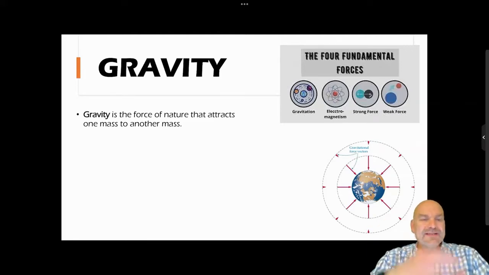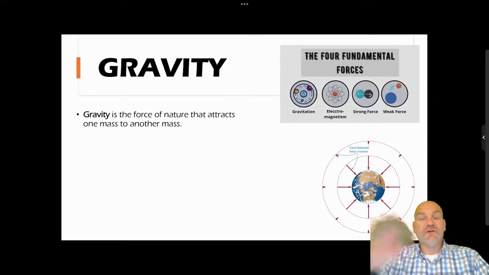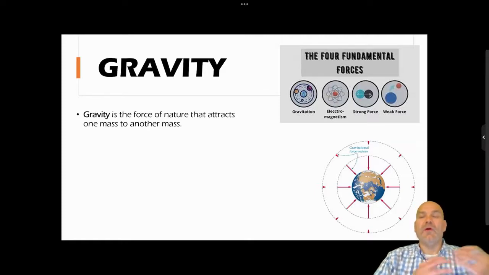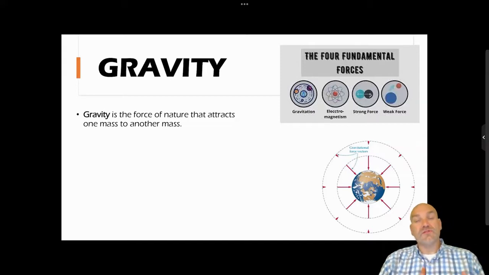We've been talking about what exactly it is. But here we're going to talk about how it is a force of nature that attracts one mass to another. So it is one of the four fundamental forces of nature, and you can see over here on the right-hand side of the screen, you've got gravitation, electromagnetism, strong force, and weak force. So gravitation, of the four forces listed, is actually the easiest to break away from. The other three are a little bit stronger.